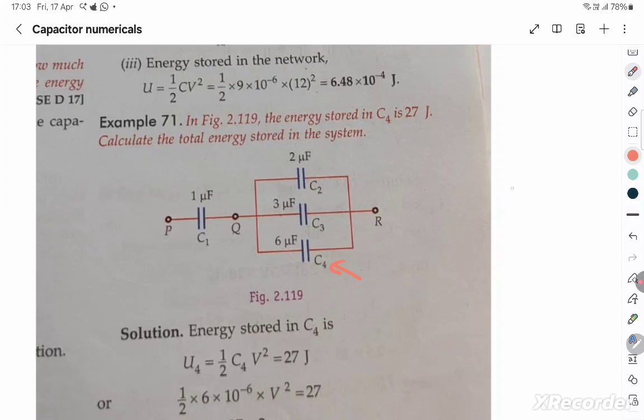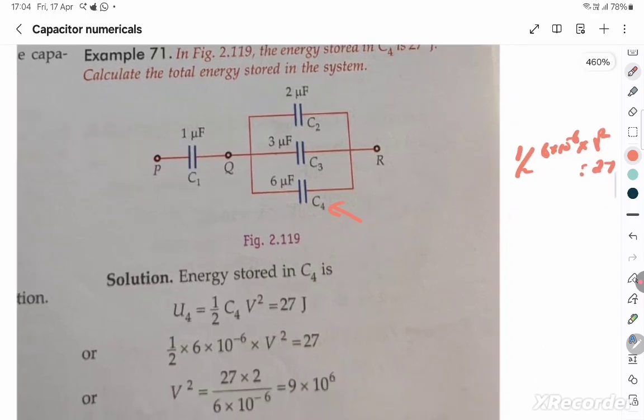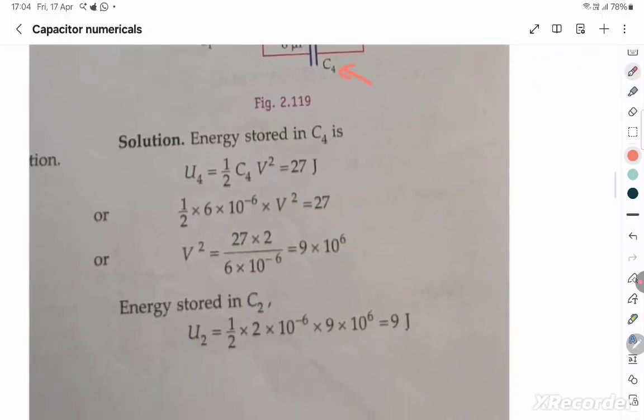Okay, so you know that the energy stored in that is half into 6 into 10 to the power minus 6 into V squared, which is equal to 27. Can I do that? Yeah, with which you can find what V is, that's what they have done. So they got the voltage to be 3 into 10 to the power 3. V squared is 9 into 10 to the power 6.